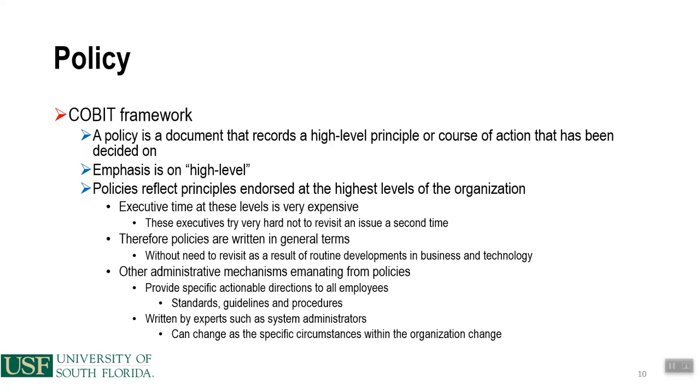Now, policy. From the COBIT framework, a policy is a document that records a high-level principle or course of action that has been decided on. And emphasis is on high level. It's not supposed to be super, super specific. These policies reflect the principles endorsed at the highest levels of the organization. Executive time at these levels is very expensive. So these executives will try very hard not to revisit an issue a second time.